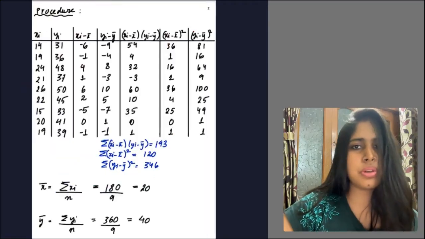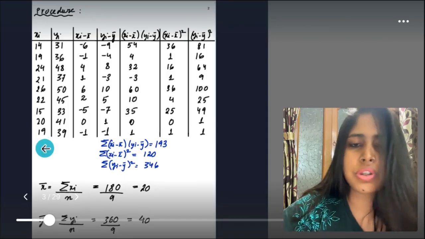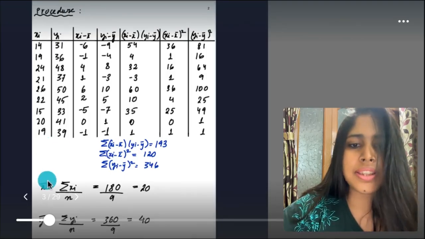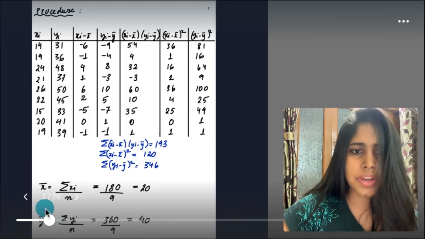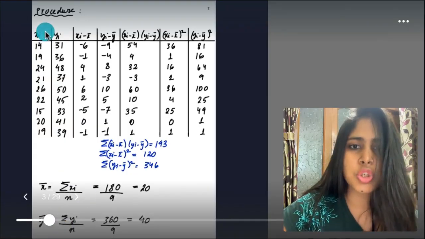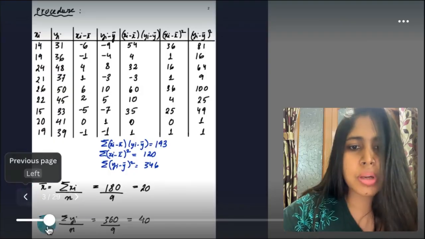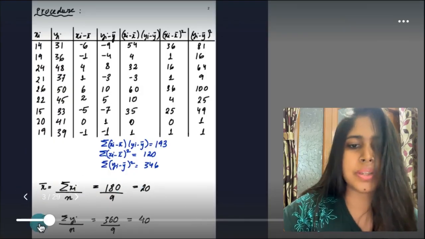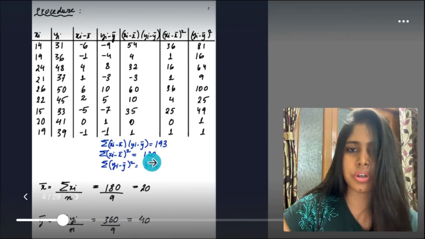Now let us see the procedure. The procedure is, we first jot down the values of x and then y, and then we need the mean of x and mean of y. How will we calculate the mean of x? Mean of x is equal to summation of xi divided by n. So we sum up all the values of x, which is 180, number of elements 9, so x bar is equal to 20. Same for y bar, which is 360 by 9, equal to 40.